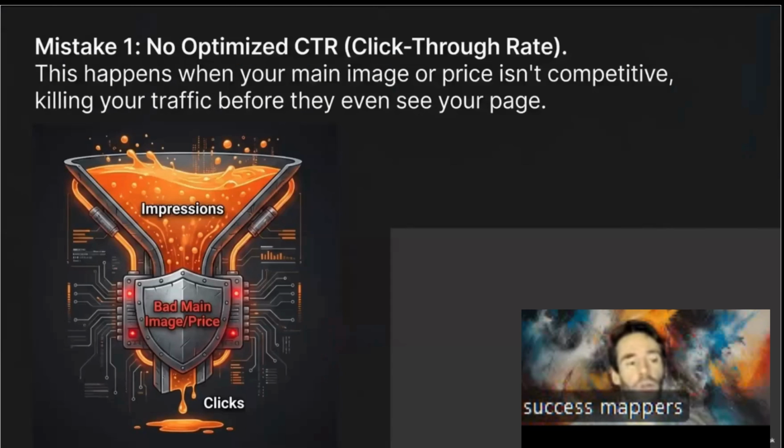So this is mistake number 1. It's about click-through rate. As you can see in the graphic, there are impressions, and there is the main image, the biggest leverage. That is usually the image and price, but not only. There's also price per unit, reviews, discount codes, coupons, review number, and review rating. So if it's 4-star on average or 5-star.